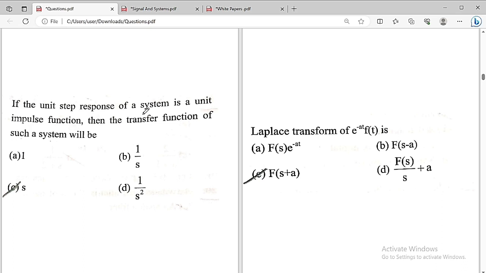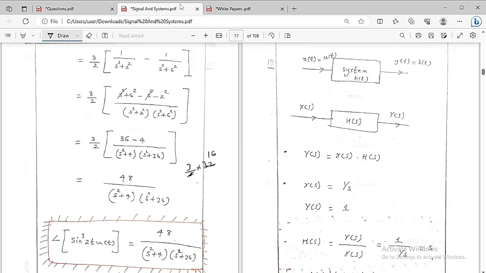So if the unit step response of a system is a unit impulse function, then for the given system, the input is u of t and the output is delta of t. U of t is a unit step input and delta of t is the unit impulse function. If that is the case, then what is the transfer function for the system? We need to figure out. Of the four options, option C is the correct solution of this question. So let's solve this numerical.